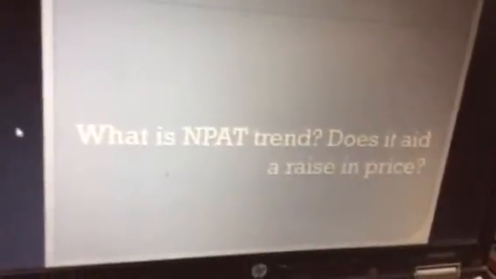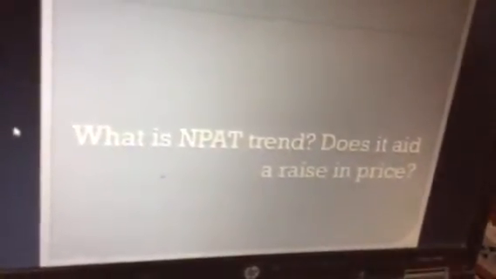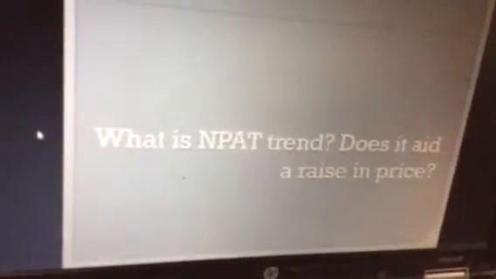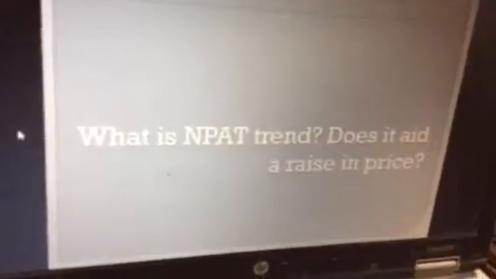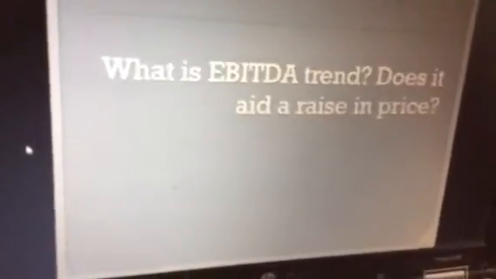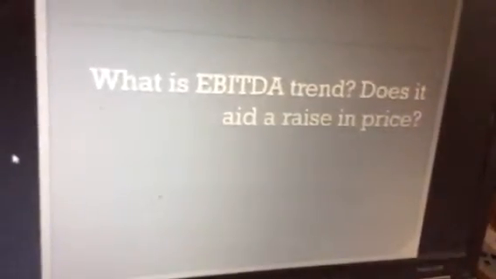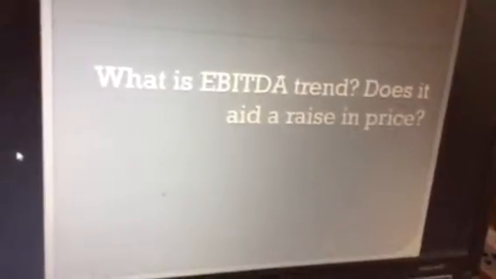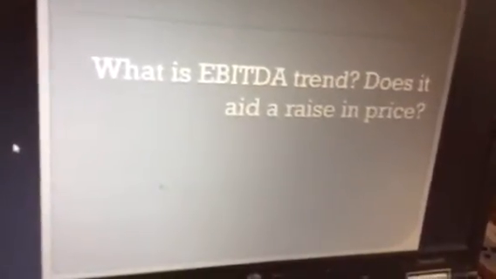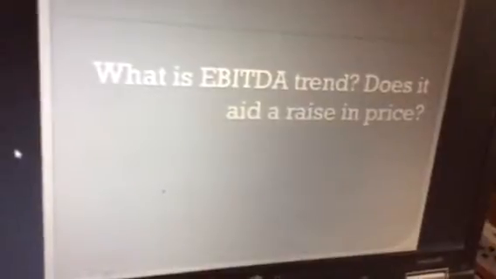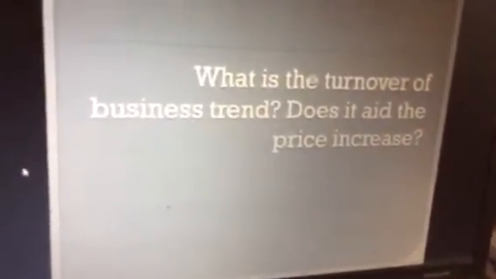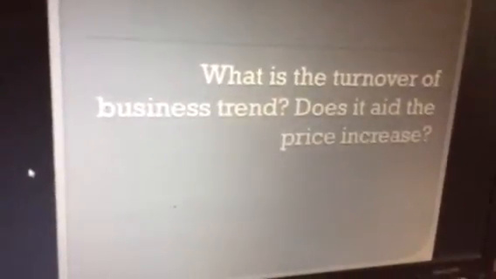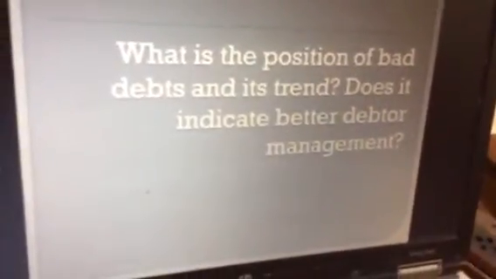Next, what is the NPAT trend? Does it aid a rise in price? Net profit after tax trend is more important than the net profit after tax itself. A trend is always beneficial. What is the EBITDA trend? Does it aid a rise in price? EBITDA trend also is helpful in increasing the price. What is the turnover of business trend? Does it aid the price increase? Then business turnover is the most important thing.